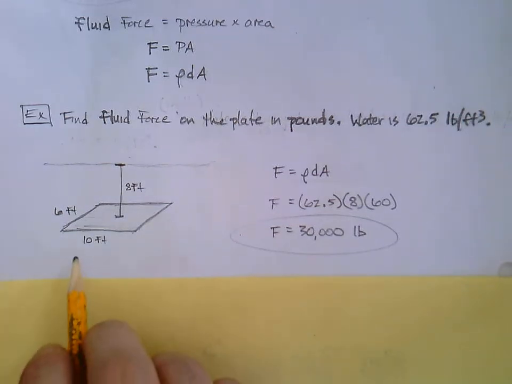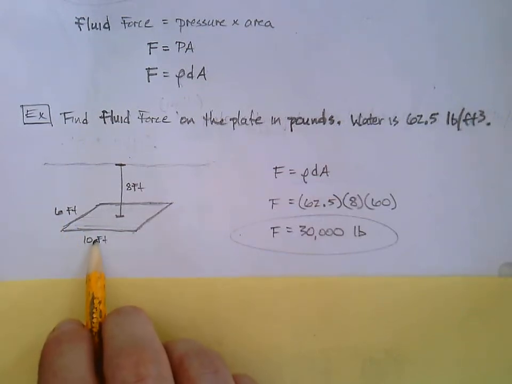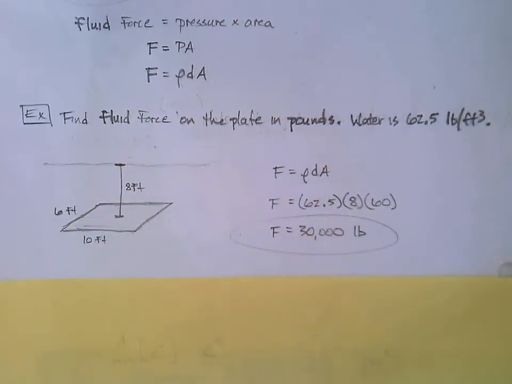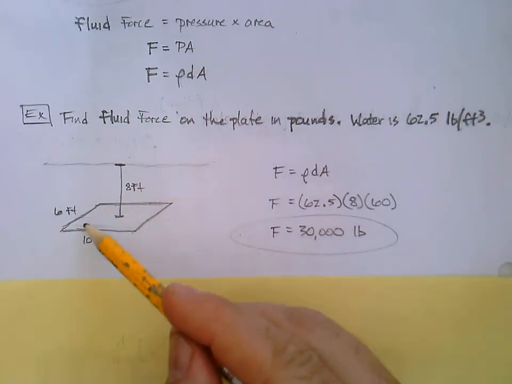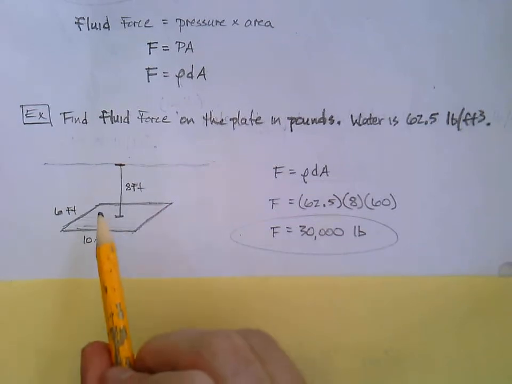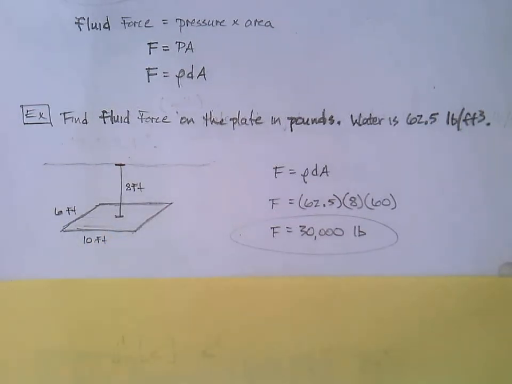And we know the dimensions of this plate. It's quite large. It's 6 feet by 10 feet. And you can see that it is 8 feet down. And again, it's perfectly horizontal. So every point on that plate is 8 feet below the surface.